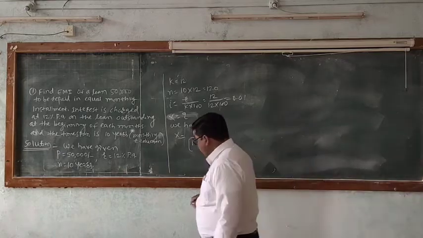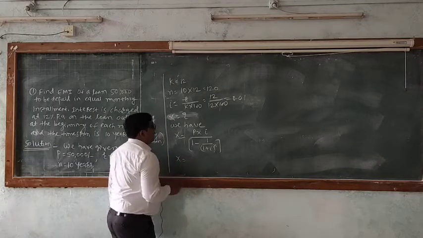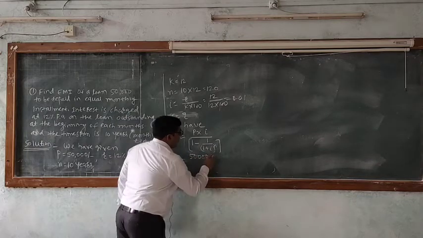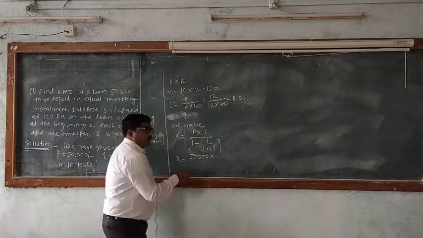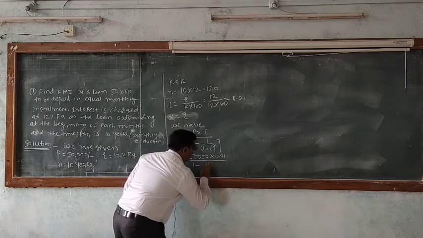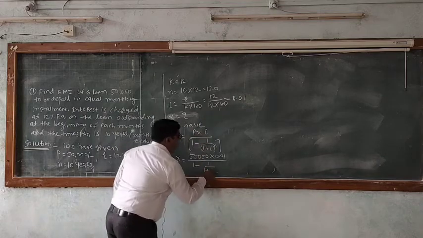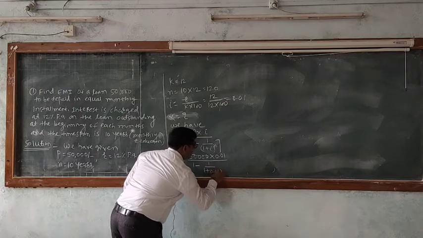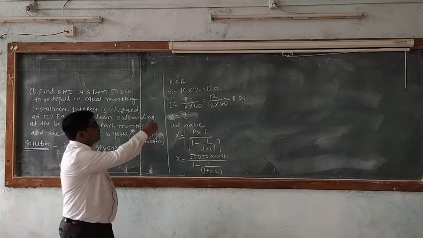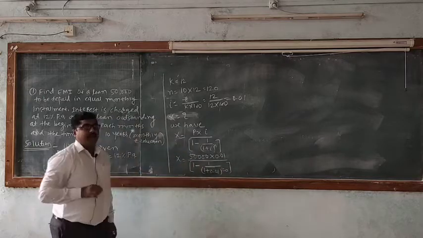And so X equal to, P is what? P is 50,000, right? I is what? I is your 0.01. 1 minus 1 upon, right, 1 plus I, 1 plus 0.01, right? N is 120, right? This is one bracket.